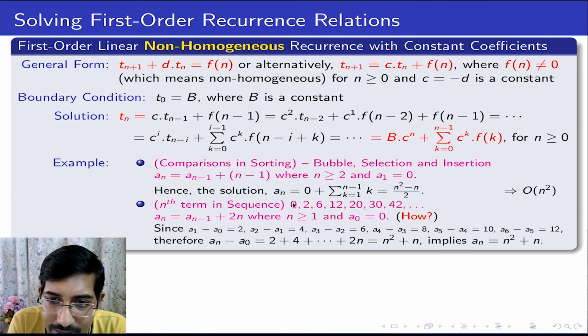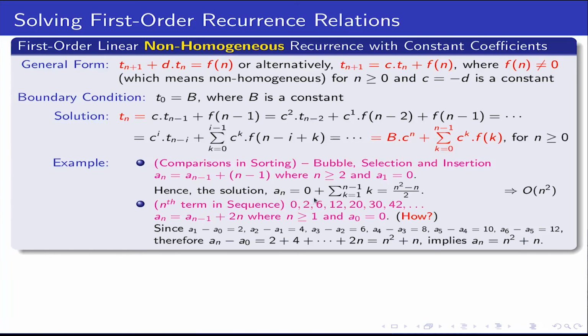So a1 minus a0 is equal to 2 into 1. a2 minus a1 is equal to 2 into 2. a3 minus a2 is equal to 2 into 3. a4 minus a3 is equal to 2 into 4. So an minus an minus 1 will be equal to 2 into n, where my a0 is 0 as I know. So this is basically a recurrence generated by this polynomial. So this is an example of a non-homogeneous recurrence relation.